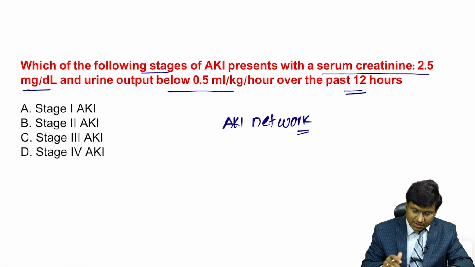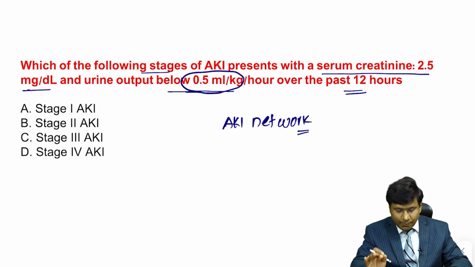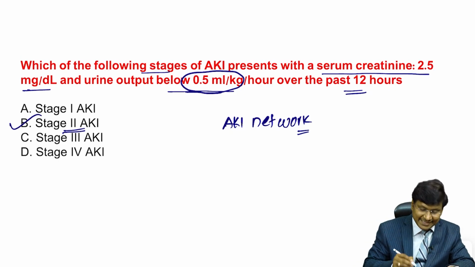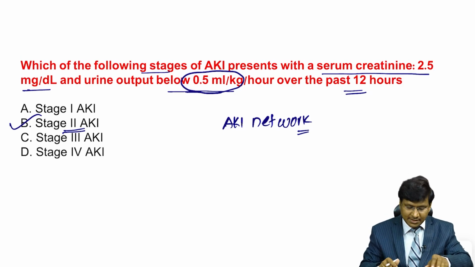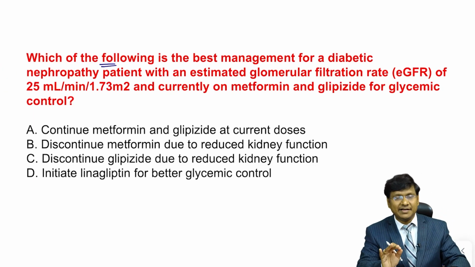Now in the question which has been given to you, the decrease in urine output is less than 0.5 ml per kg per hour over 12 hours. So this is coming under stage 2 acute kidney injury, all right? Next question. Now the next question is based on diabetic nephropathy.